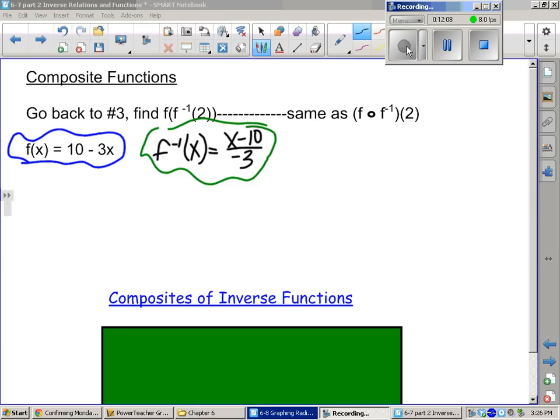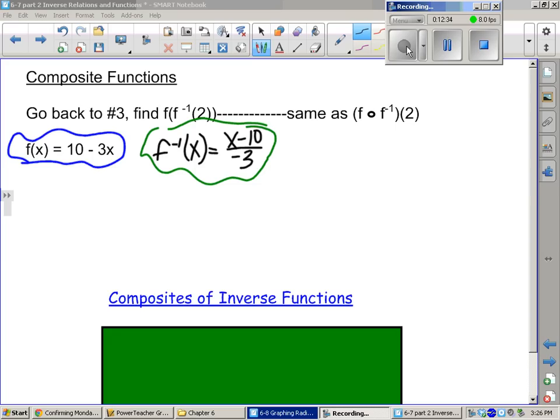All right, now we come to the really fun stuff, composite functions. So if we go back to number 3, we found the inverse function to be x minus 10 over negative 3. We did that on the screen before. So what we're going to do right now is put a 2 in for that function. Wait, this is like f of g of x. Right, but now we're having negative 1. So it's the same deal. We just have an inverse instead of a g function.